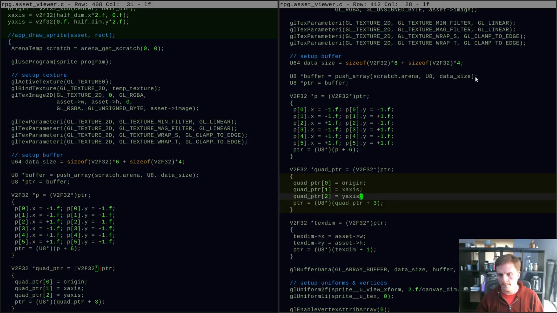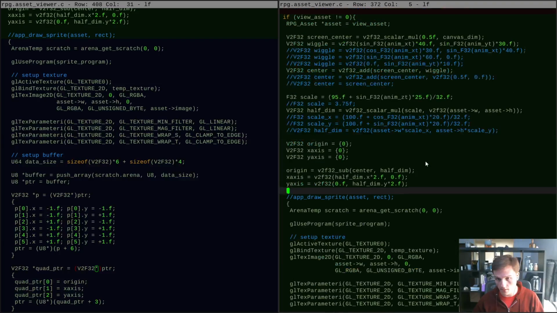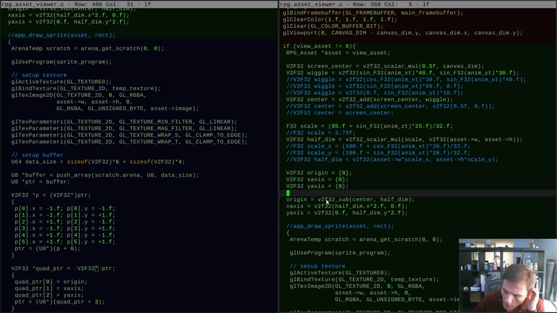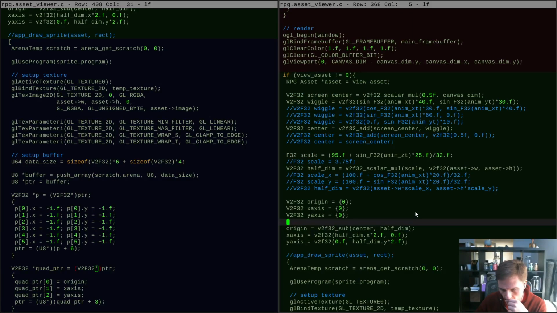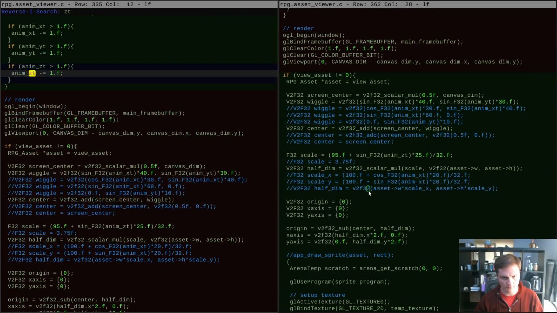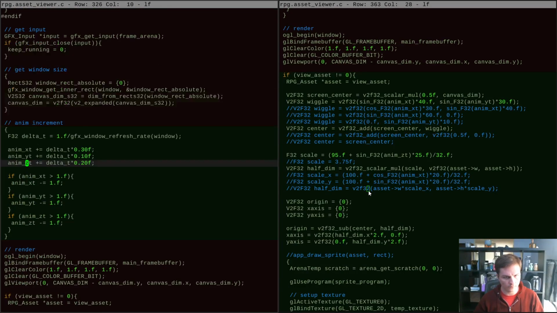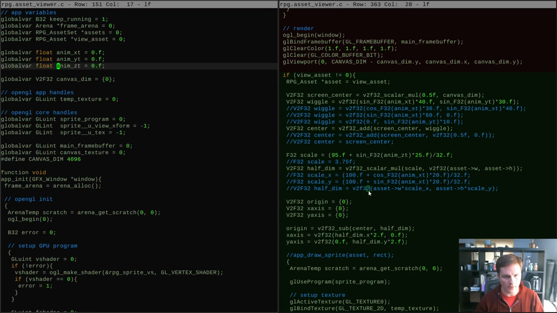Cool. Okay. Set up a new animation parameter.